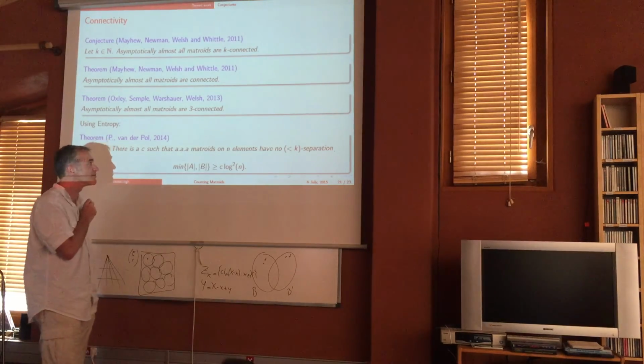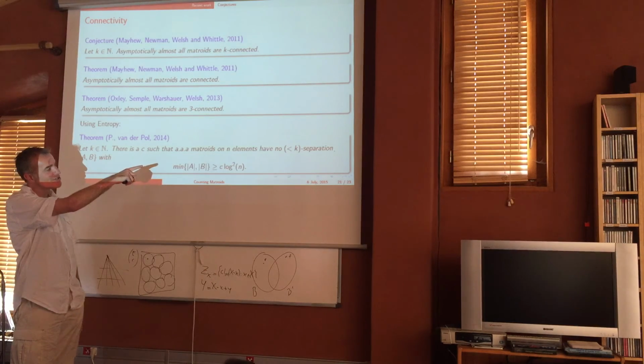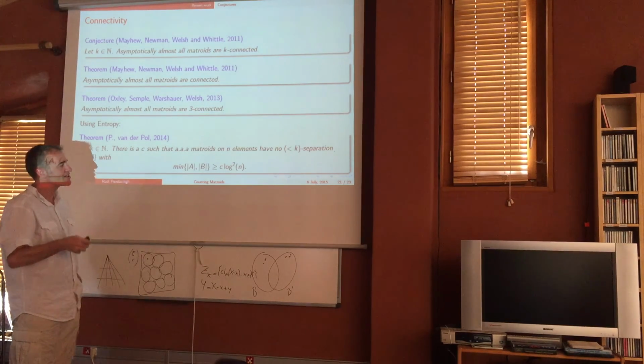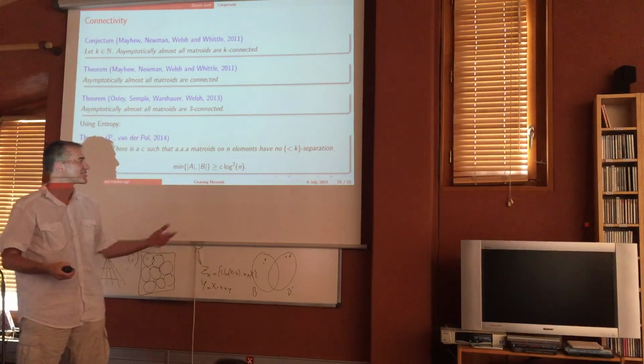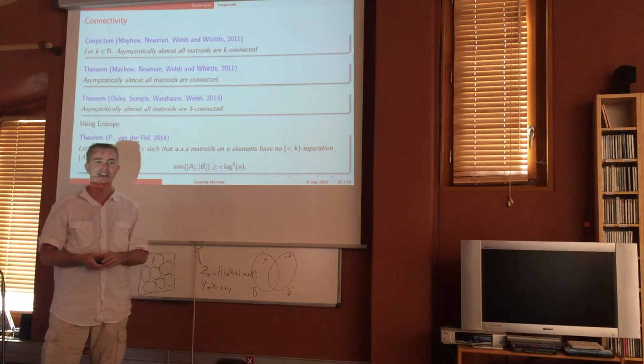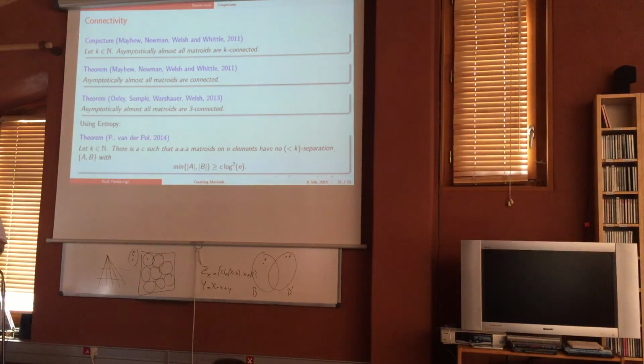We show that asymptotically almost all matroids on n elements have no K-separations where both sides are big, where big is bigger than log squared n. And for that we can apply this entropy method. But that's not good enough.